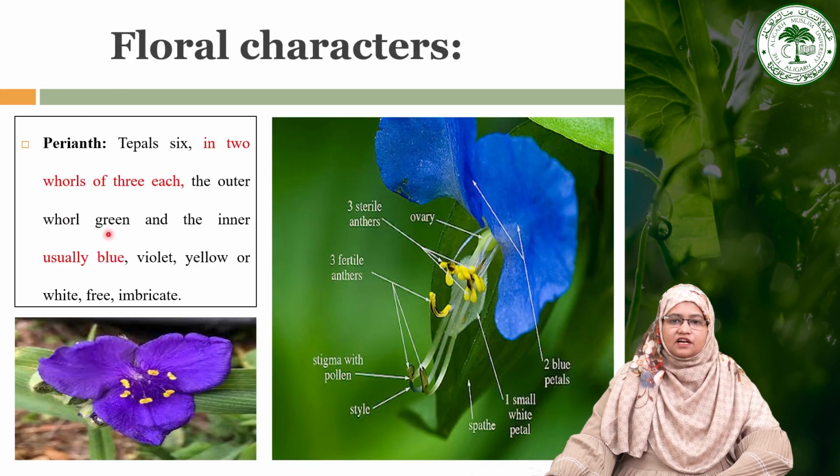Now moving towards the floral parts individually, first starting with the perianth. The perianth is generally 6 in number and arranged in 2 whorls of 3 each.